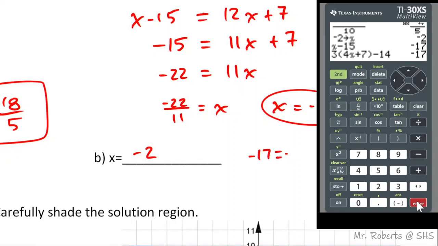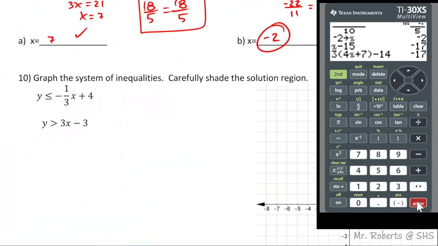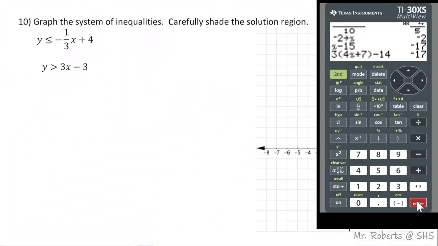And because negative 17 is clearly equal to itself, this checks, right? So here's my solution, and there's my verification that it is indeed the solution. Next, question 10 says, carefully graph the system of inequalities, and then carefully shade the solution region. All right, let's start with this.